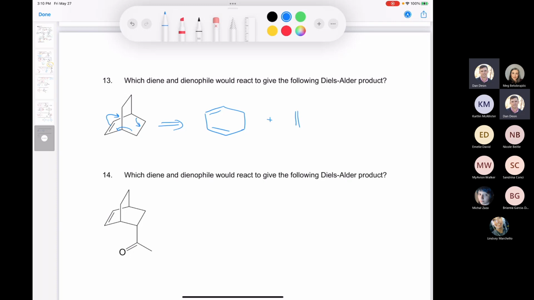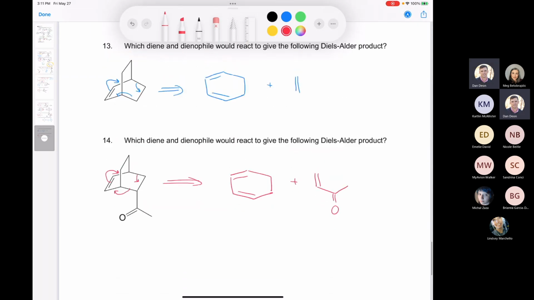And the last one, we end up with an endo product here because we have that favorable interaction between the carbonyl and the pi bond that would be formed. We can take the reactants and put them together and heat them up. So let's draw our retro Diels-Alder arrows, and let's draw the reactants. 1,3-cyclohexadiene is our diene, and our dienophile would be this compound. And there you have it.